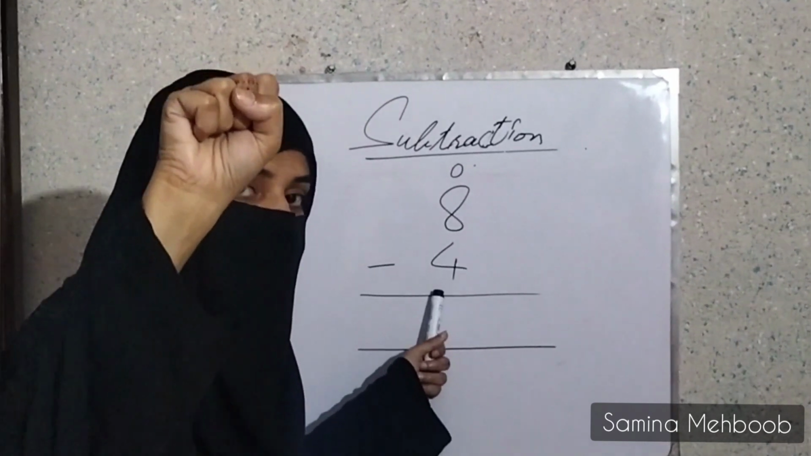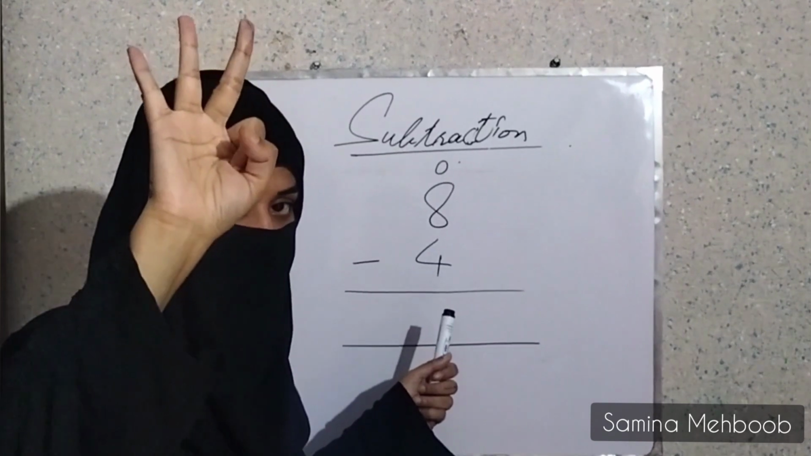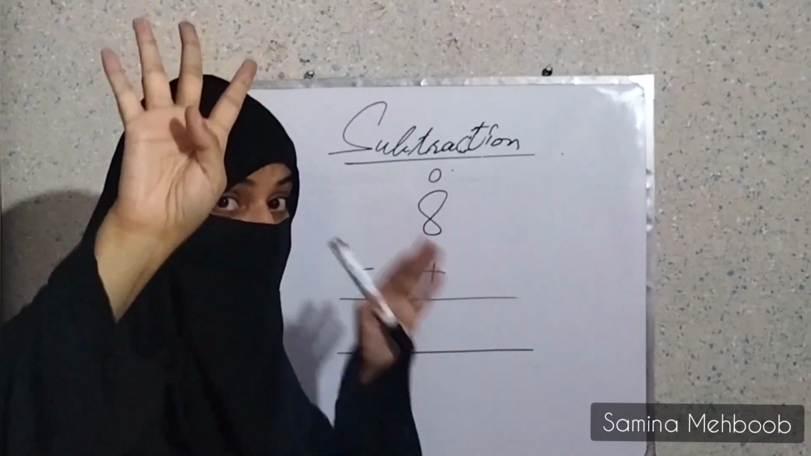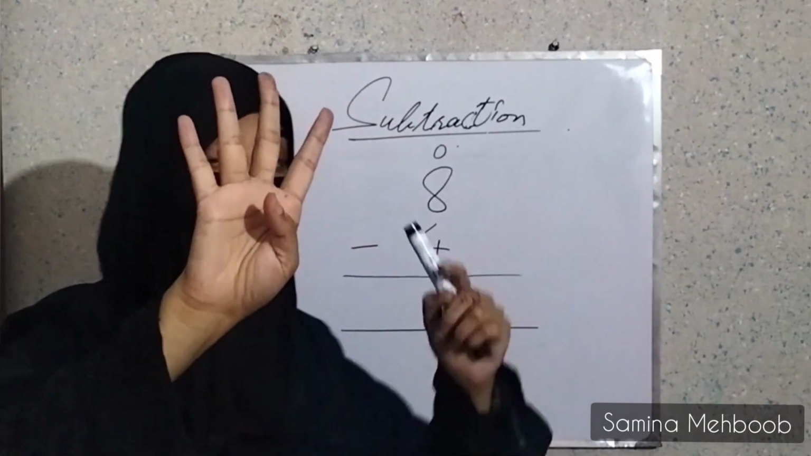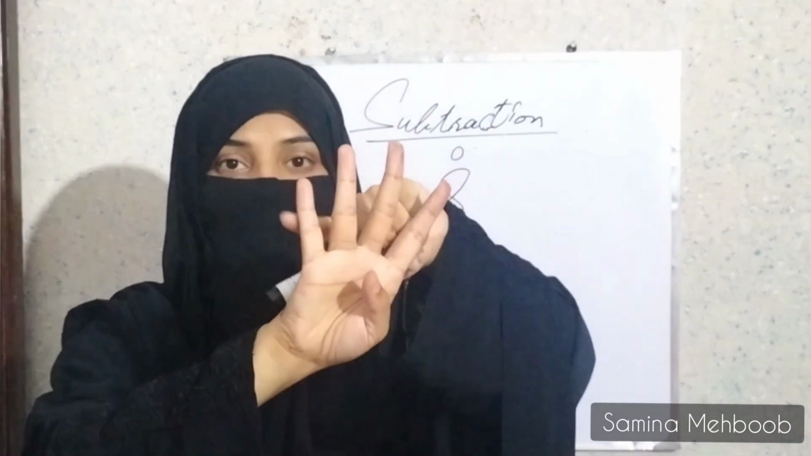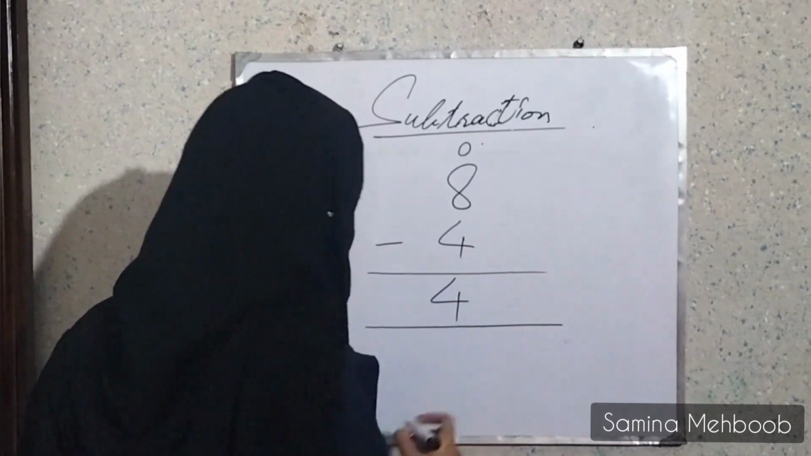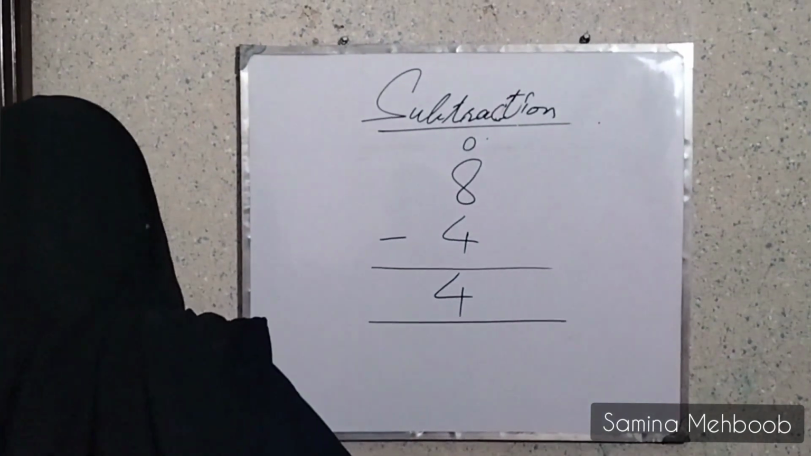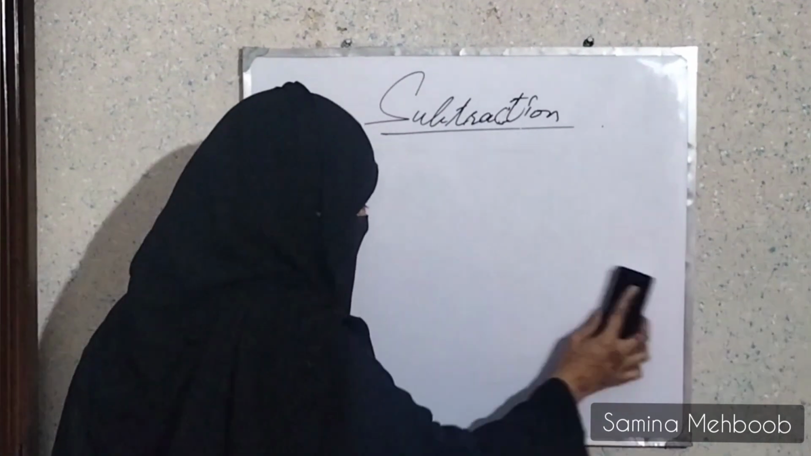Start counting after 4. 5, 6, 7, 8. Now stop because the greater number is 8. Now count the fingers. 1, 2, 3, 4. The answer is 4. I am going to raise this question again.